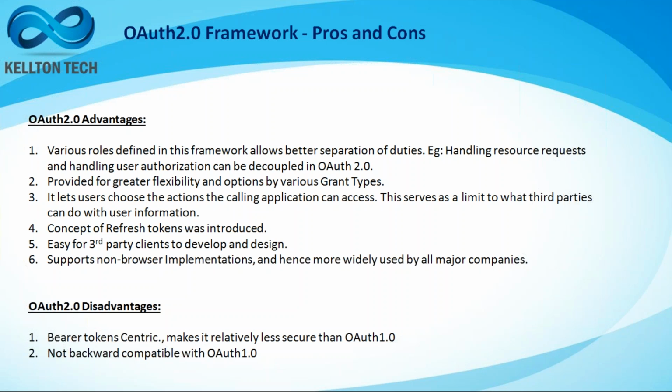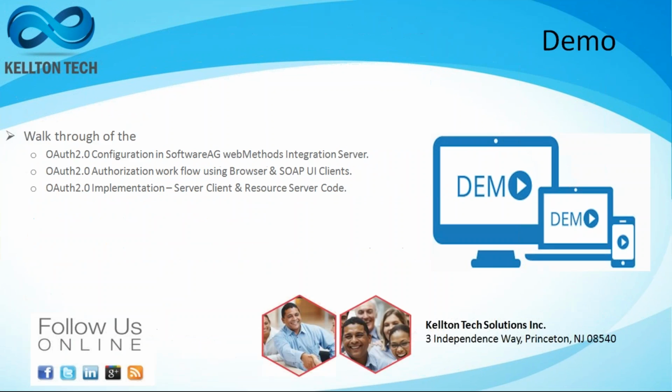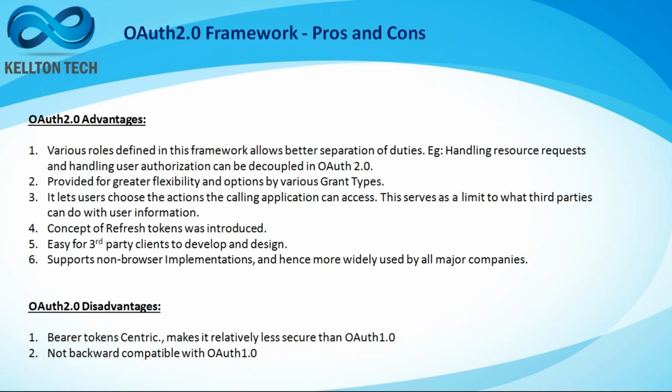And talking about the disadvantages of it, it is bearer token centric. Like we said, bearer tokens are always prone to a security threat, wherein whoever possesses that bearer token can always depict themselves as the real client and then try to invoke the APIs. And it's not backward compatible with OAuth 1.0.